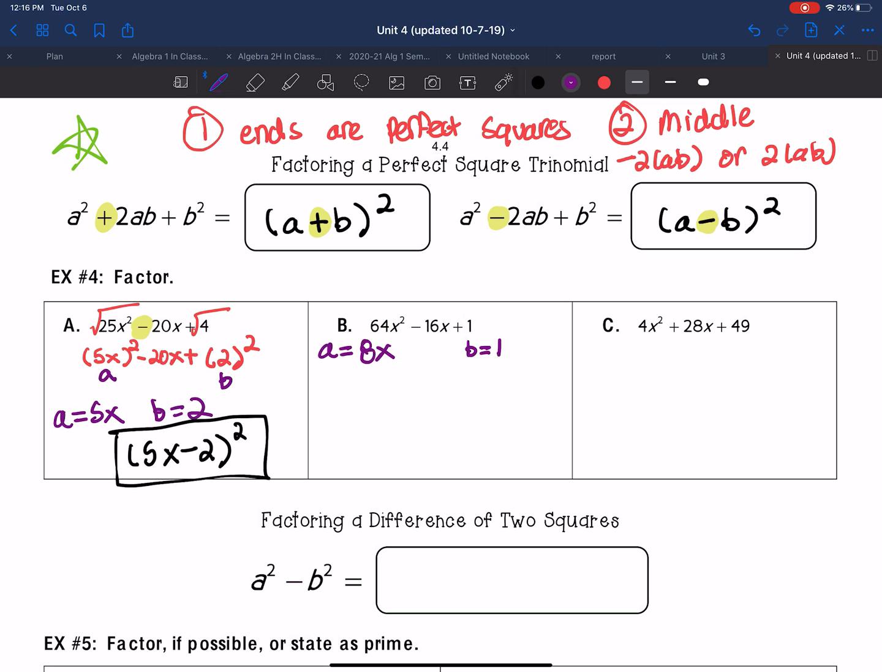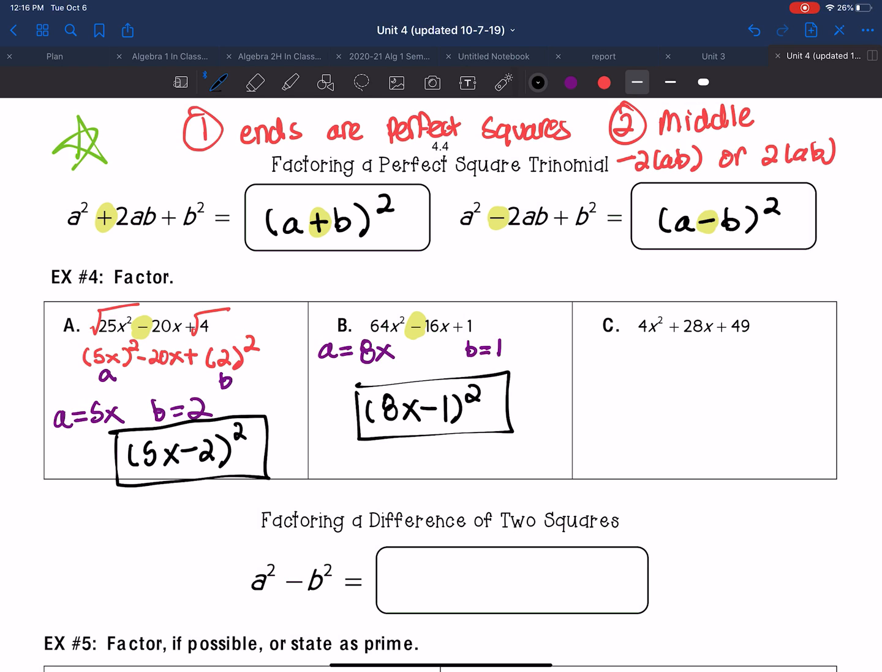And if I multiply 2 times that, or negative 2 times that in this case, that's going to be negative 2 times 8x times 1, which is negative 16x, which is our middle term. So this is a perfect square trinomial. So now that I know this is a perfect square trinomial, and I figured out what A and B are, since this is negative, I'm going to plug these A and B's into that second formula. So this is going to turn into A minus B squared, which is the same as 8x minus 1 squared.